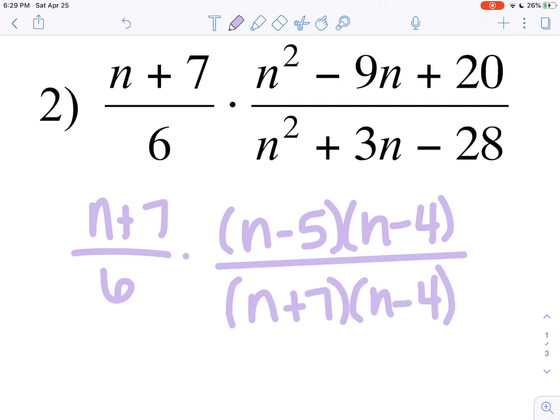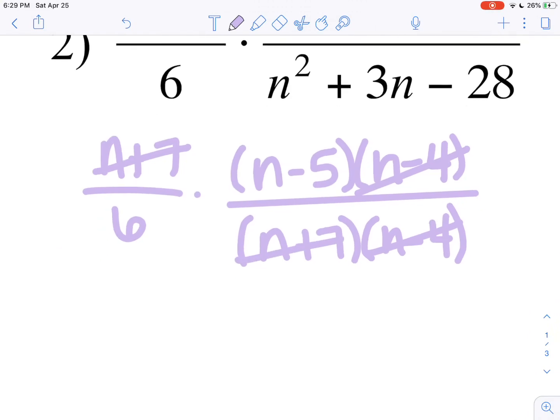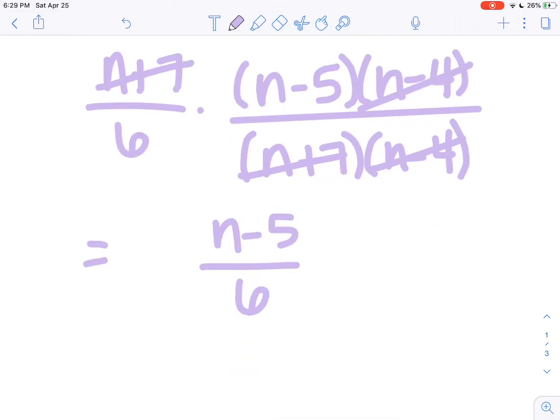Okay, so now I'm looking for things that match. Well, I could cross out the entire n minus 4. And then I see an n plus 7 here and an n plus 7 here, and I'm going to cross those out. So all I have left in the numerator is n minus 5. What I have left in the denominator, 6. And then this is your final answer.